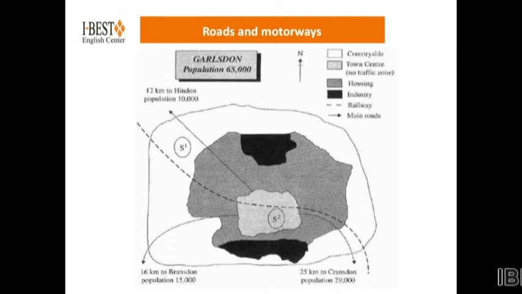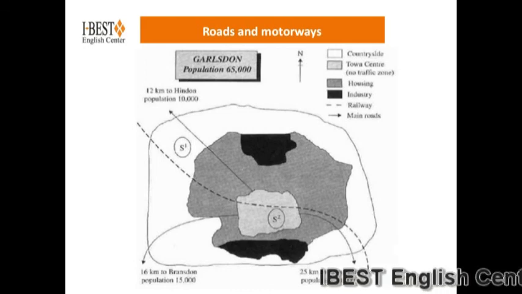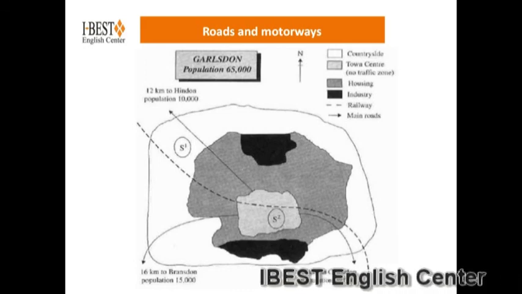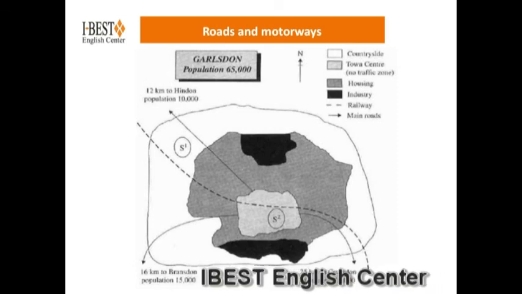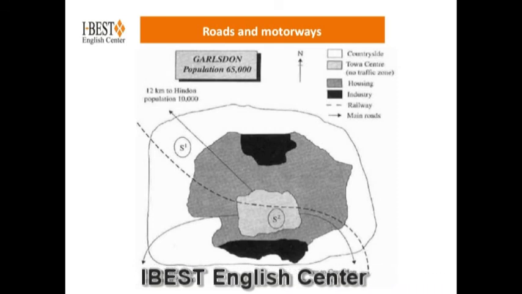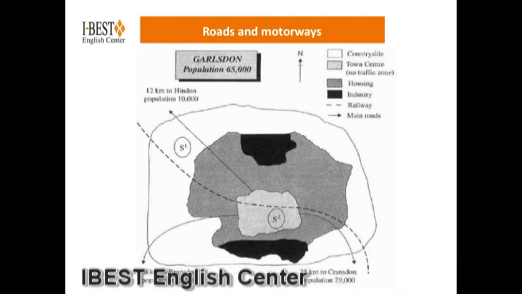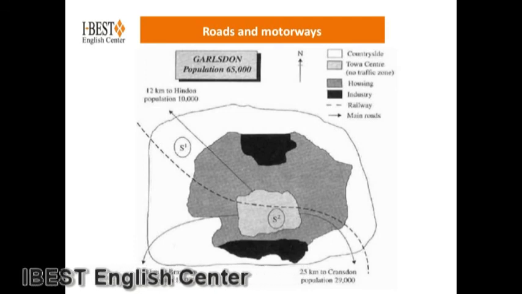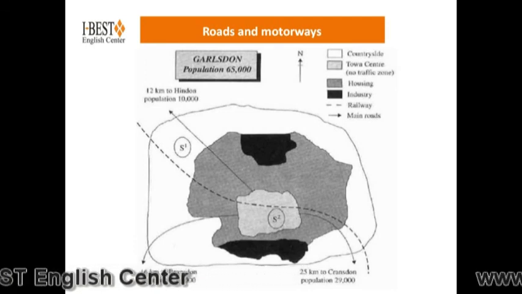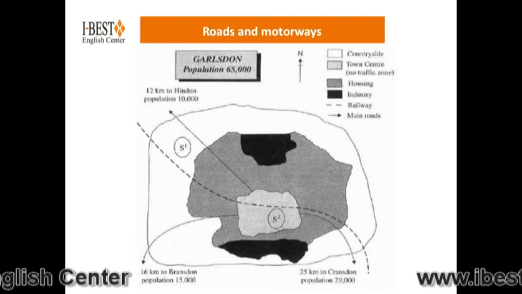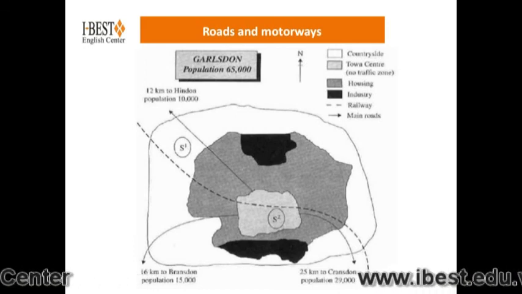Some maps also include information about roads and motorways, and you will have to refer to this information in your report. So let's have a look at this map. You can see that there is a railway, which is a dotted line, running from the southeast to the northwest of the town. You can also see that there are 3 main roads running from the town centre.